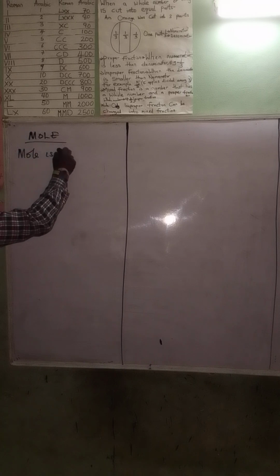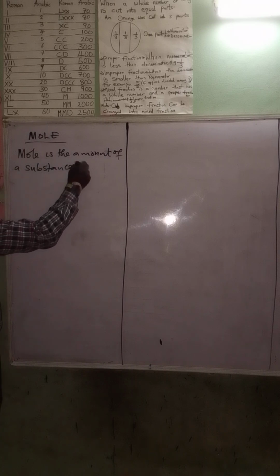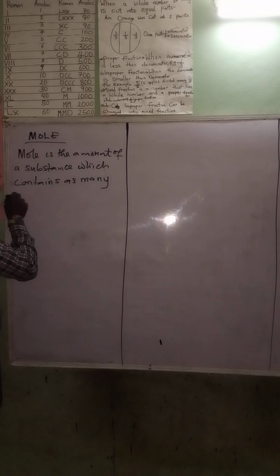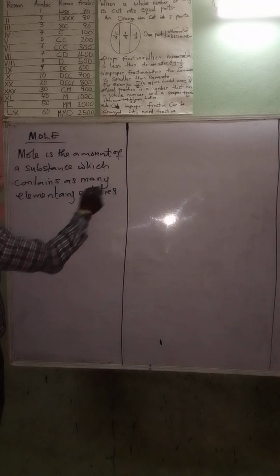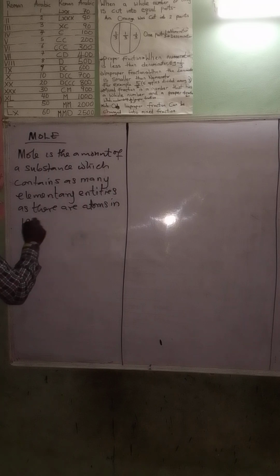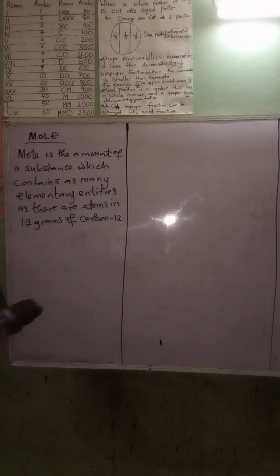Mole is the amount of a substance which contains as many elementary entities as there are atoms in 12 grams of carbon 12.